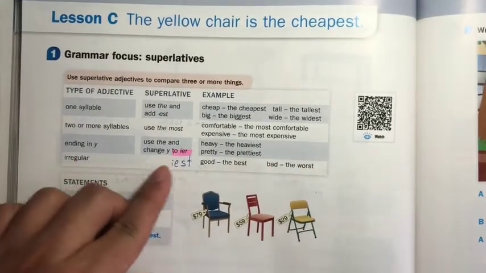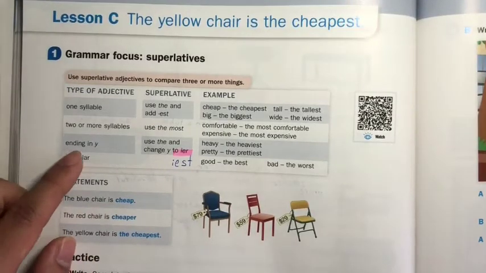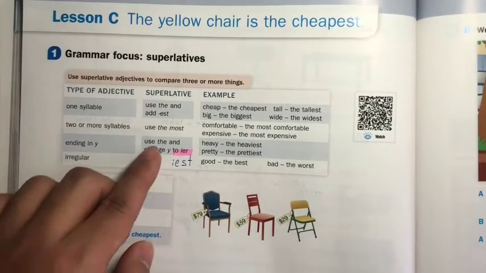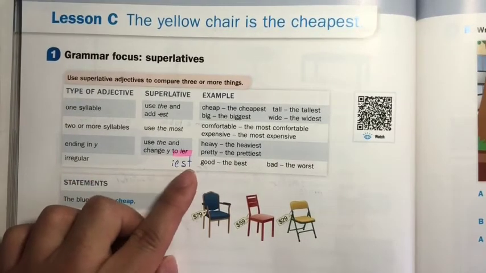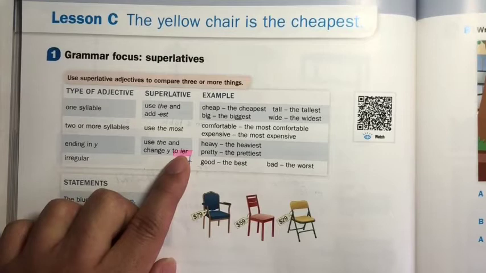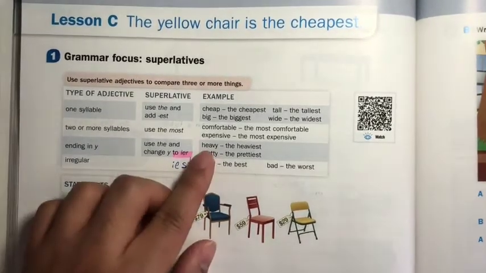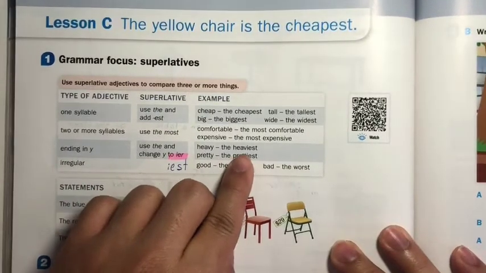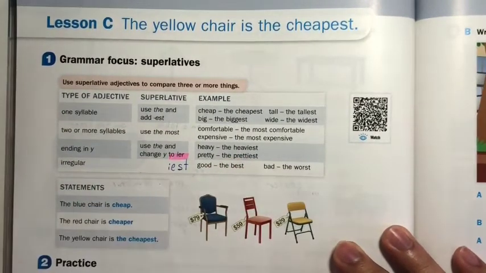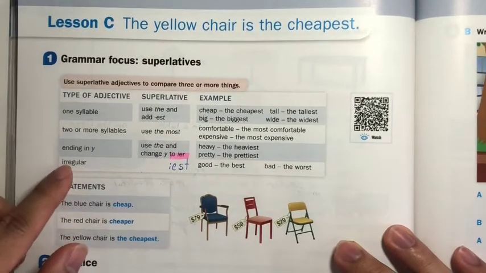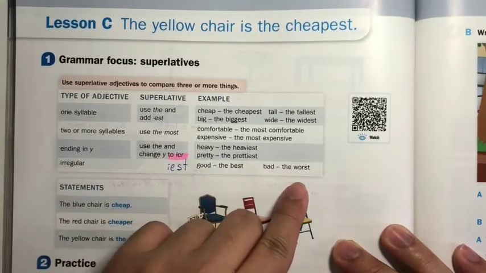Now, this part of your book is wrong, so you need to fix this in the book. If an adjective ends with the letter Y, we use the and change Y to I-E-S-T. Not I-E-R, that's wrong. It's I-E-S-T. So heavy becomes heaviest. Pretty becomes the prettiest. And the irregular words, good becomes best. Bad becomes worst.